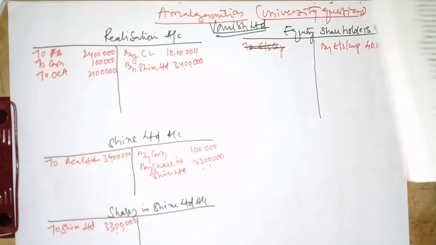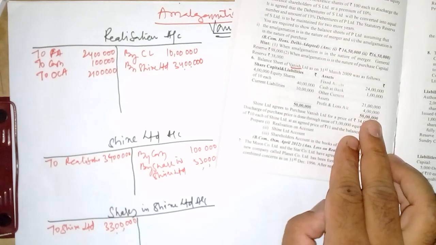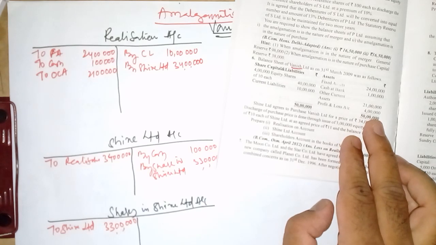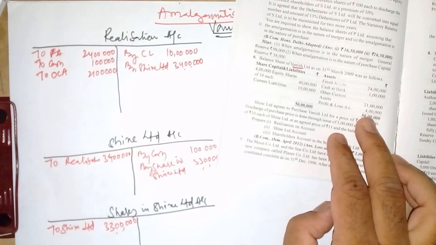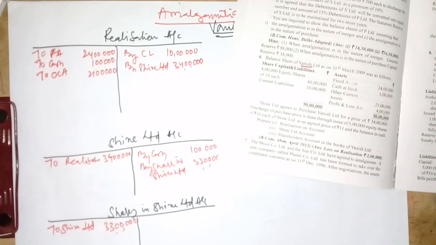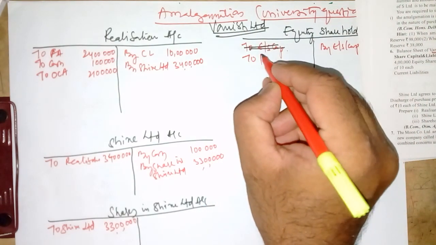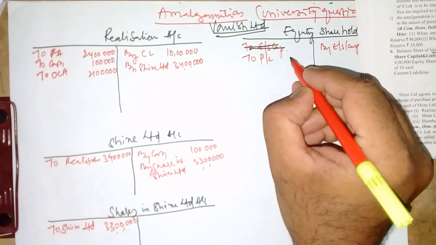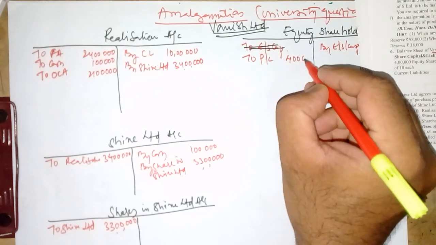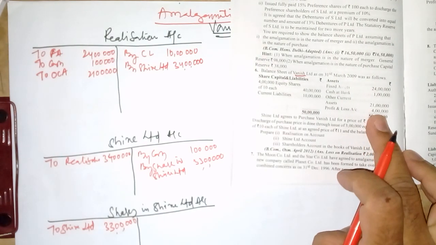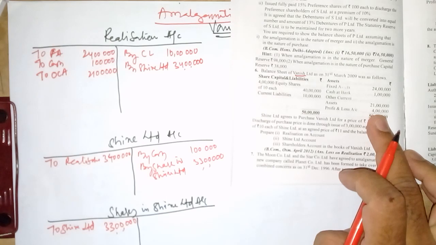Then we have one more item, that is the fictitious asset, the P&L account debit balance. We did not transfer it anywhere. Now we need to close this account. The P&L account is showing a debit balance. How to close? By crediting. Which account should be debited? Equity shareholders. So the entry would be equity shareholders account debit to profit and loss account. How much? 4 lakhs. Am I able to make you understand? This 4 lakhs will be debited in which account? Equity shareholders account. Clear?